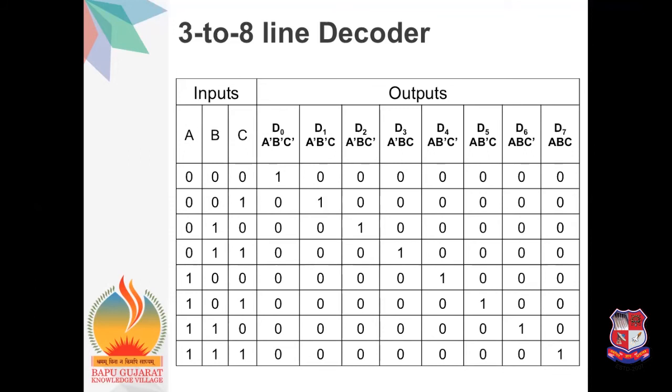Whenever the input combination is 010, its decimal value is 2. At that time D2 is activated. In the same way, whenever all the 3 inputs are high, it gives D7 as the activated output. So this is the 3 to 8 line decoder function table. Based on the function table, we can easily draw the logic diagram of the 3 to 8 line decoder.